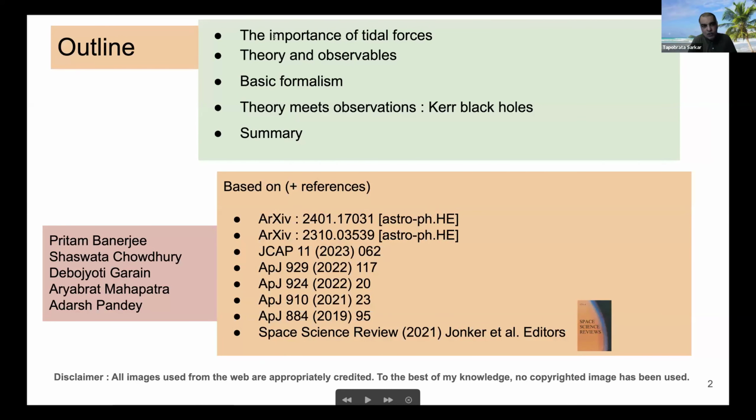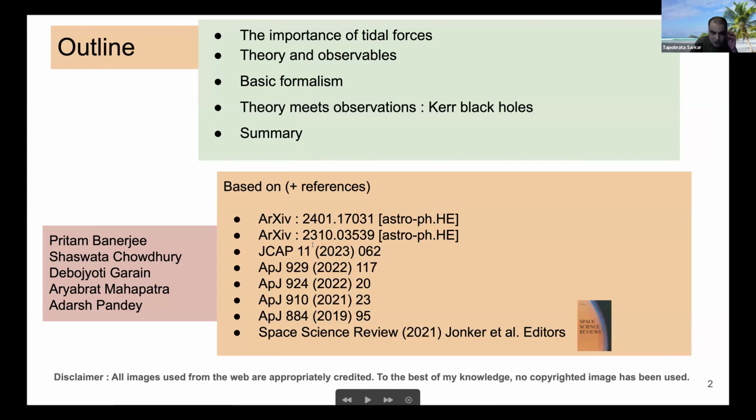So I will talk about the theory and the observables of these tidal interactions, and some basic formalisms, and then I will talk about how to incorporate Kerr black hole solutions, which are yet to be understood completely, and then I will summarize.